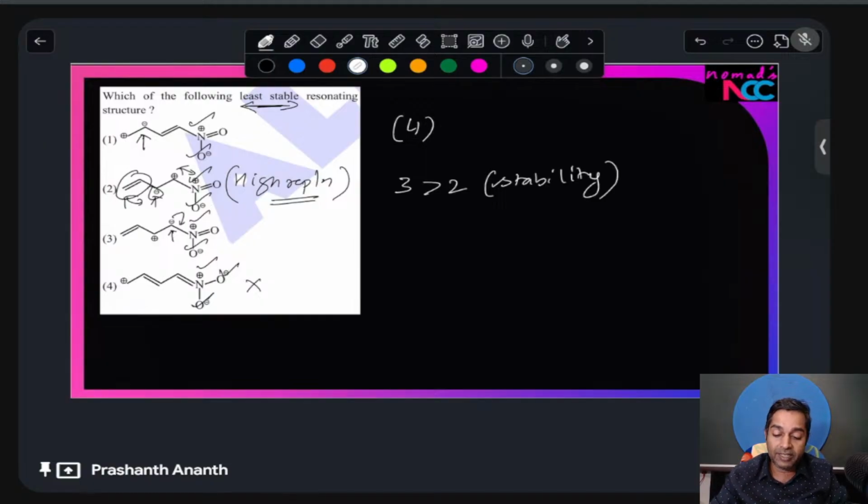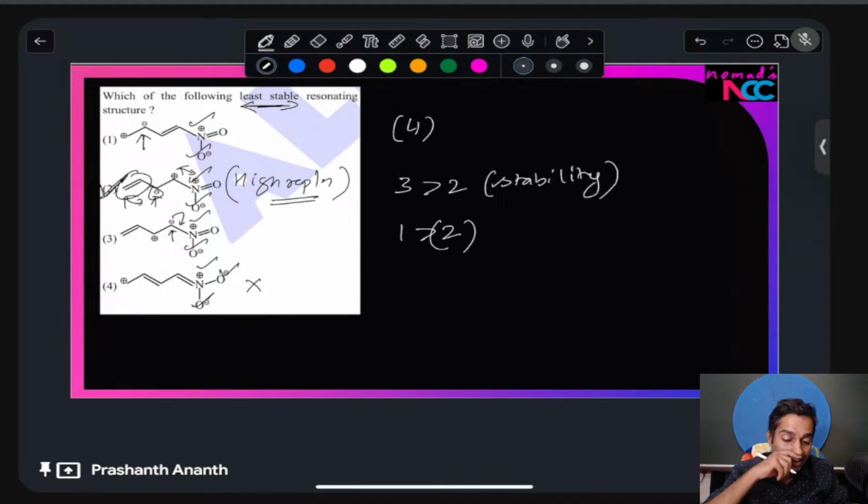So I will definitely say option 1 is going to be more stable than 2. So 2 is going to be the least stable here. If I have to pick an answer here, I'll be picking 2 as the least stable. So 2 should be the least stable one in this particular case. 2 is least stable.